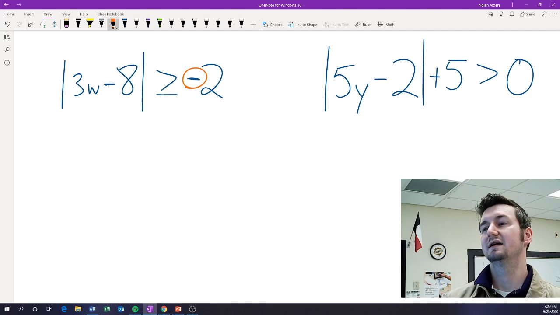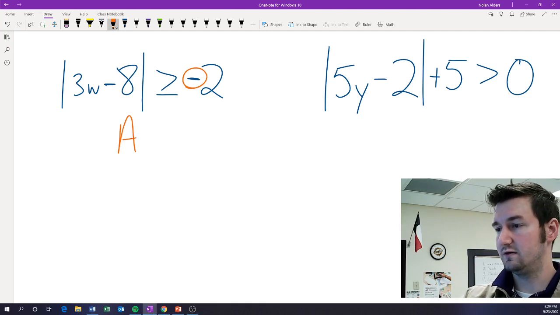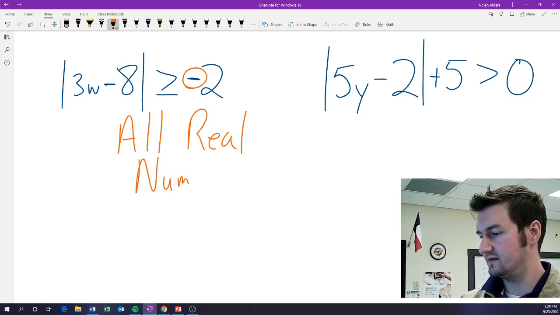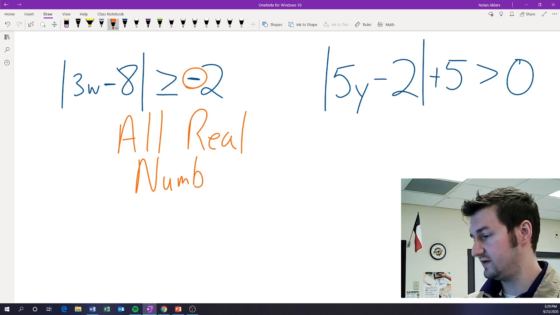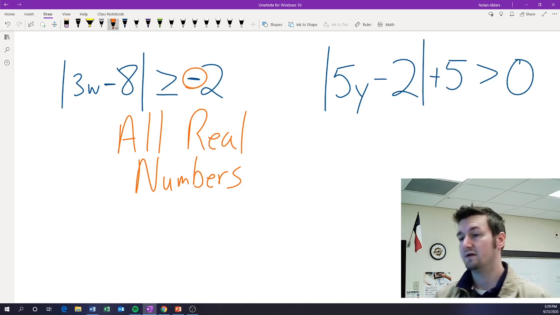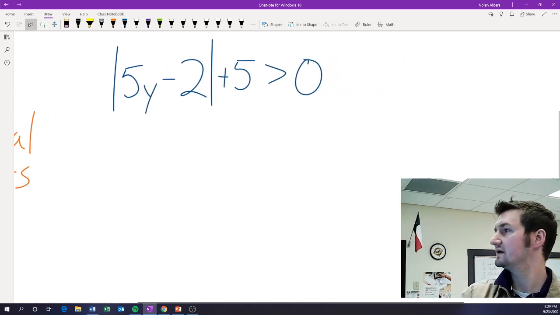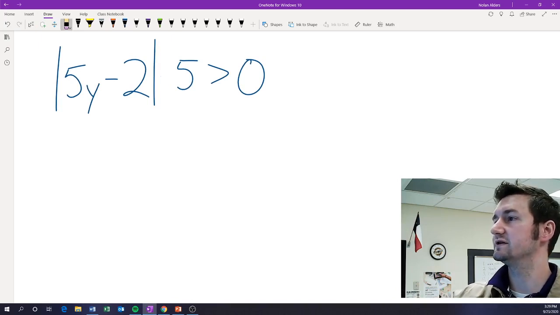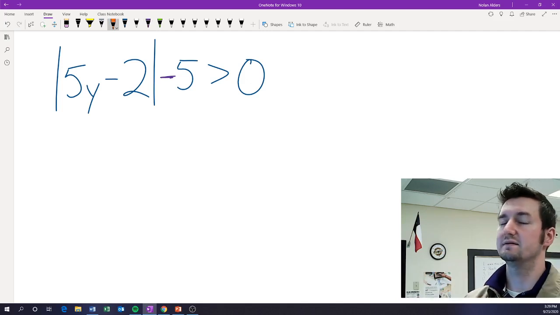In this case, if the absolute value is greater than negative 2, that means the answer is going to be all real numbers, because every positive number, which is what we get out of absolute values, is greater than negative 2. So the answer to this one is just all real numbers. All right, let's look at one more. And actually, this is going to come out similar, so I'm going to change it. There we go. All right, so let's solve this one.